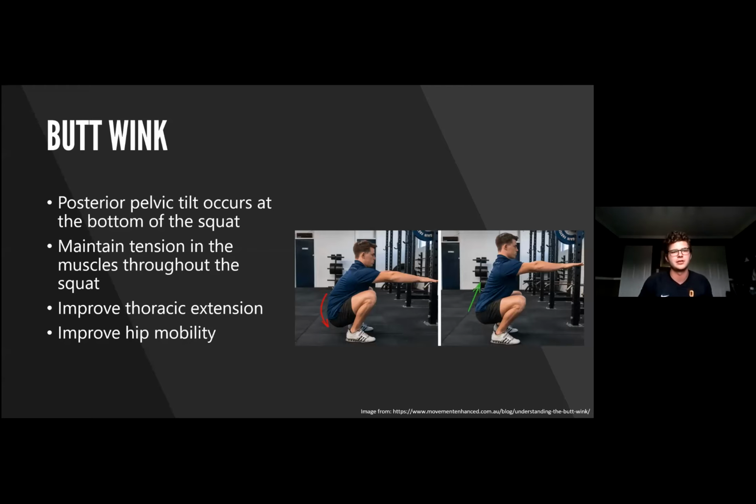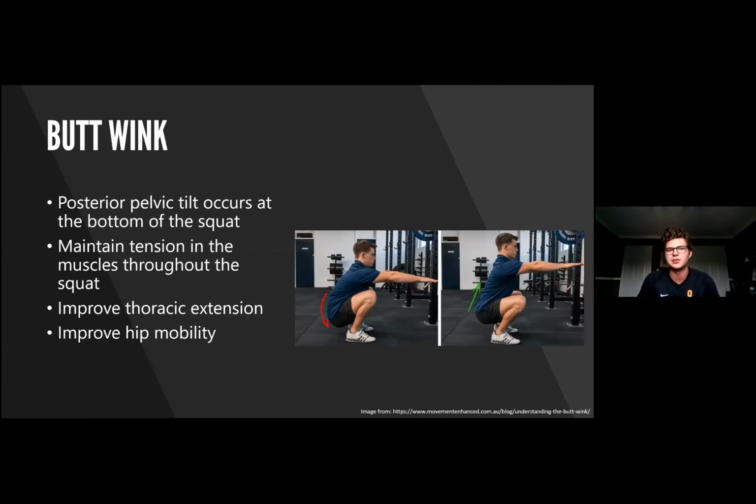I know I mentioned this earlier, so we're going to talk about the butt wink. This is when we're at the bottom of our squat and have a posterior pelvic tilt. You can see in that image there how he's almost rounded his lumbar spine and his pelvis at the bottom. A way to combat this is to maintain tension in the muscles throughout the squat and maintain control of that pelvis.